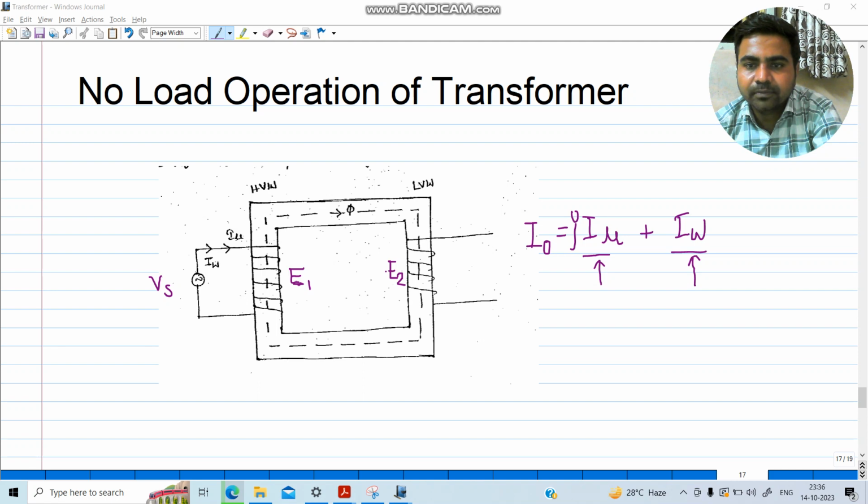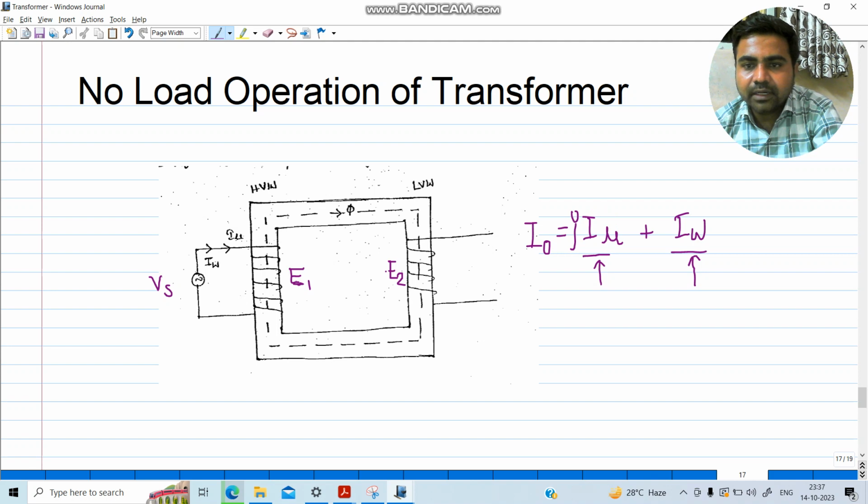Now if I connect supply voltage Vs over here, then the transformer will draw a current I0, and this current is known as the no load current. This no load current will have two components. One is a working component IW, and the other is a magnetization component.